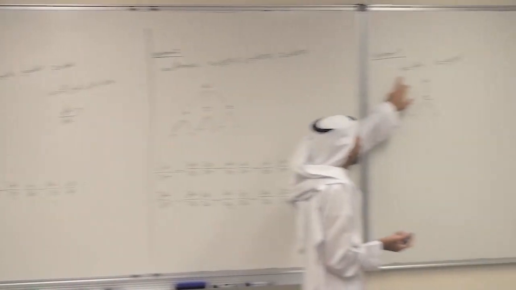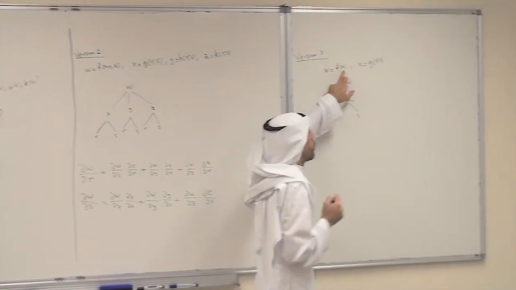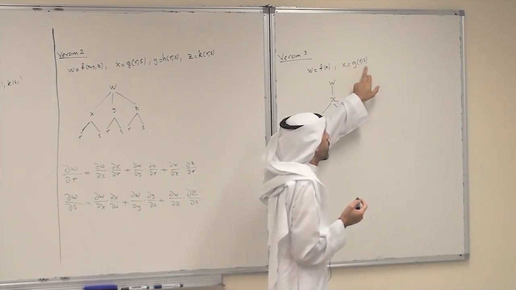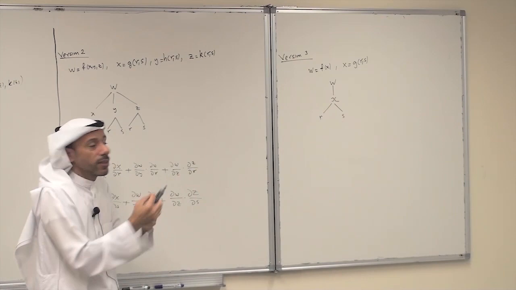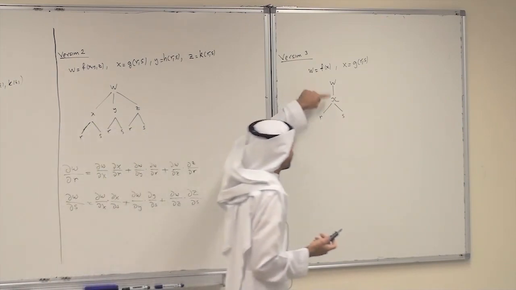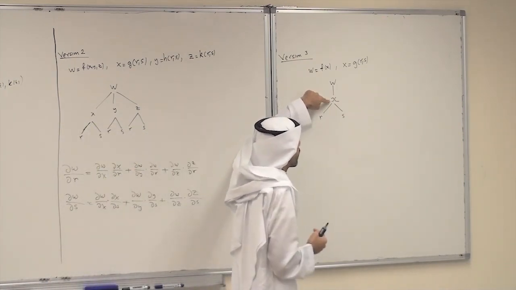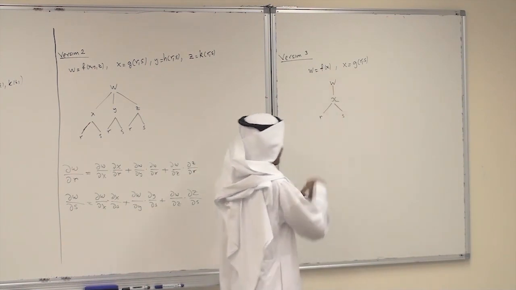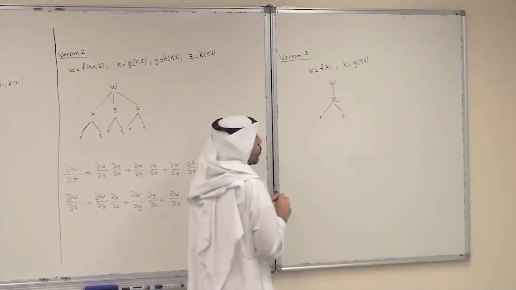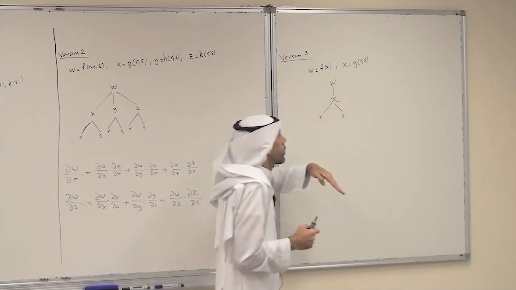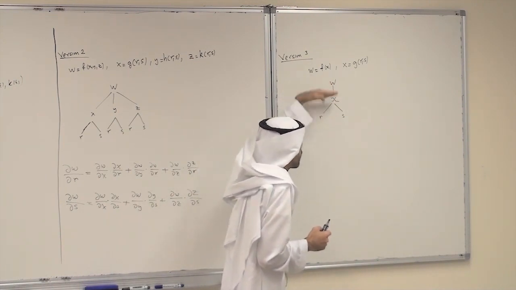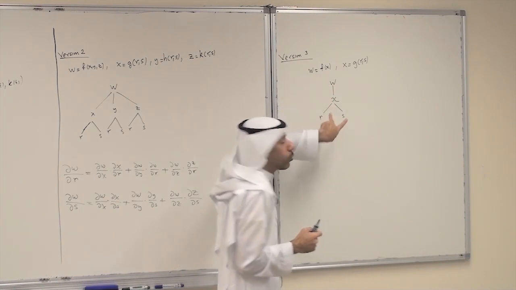We have w is a function of x, one variable, and x is a function of two variables, r and s. We draw a tree diagram connecting the variables. So w is a function of only one variable x. x is a function of two variables, r and s. We need to find the derivative of w with respect to r and with respect to s. With respect to r and with respect to s, w is a function of two variables.